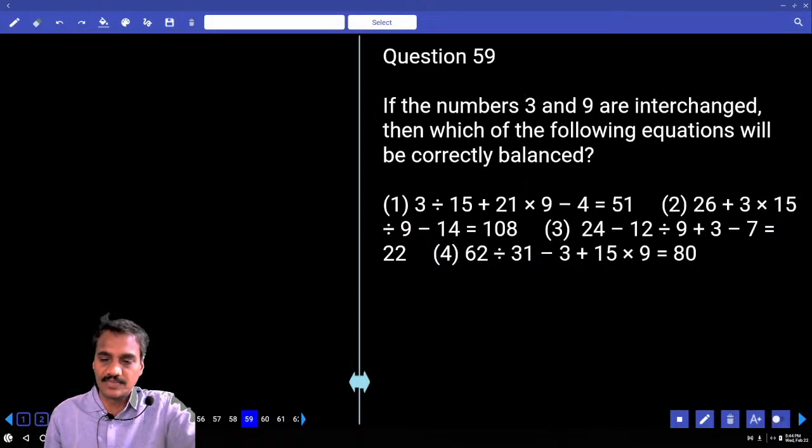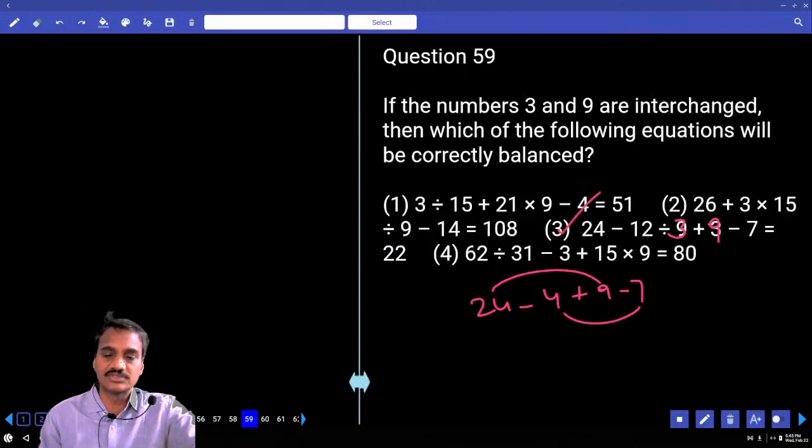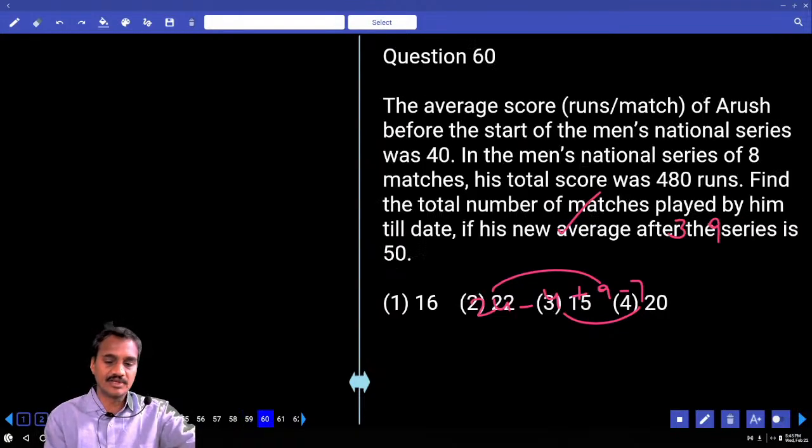Then choice 3. Now 3 and 9 if you are interchanging, now this is 3 and this is 9. Now in this, 24 minus 12 by 3, and 12 by 3 is 4, plus 9 minus 7. Now 24 plus 9, 33. 33 minus 11, 22. 22, that is choice 3. Then finally question number 60.